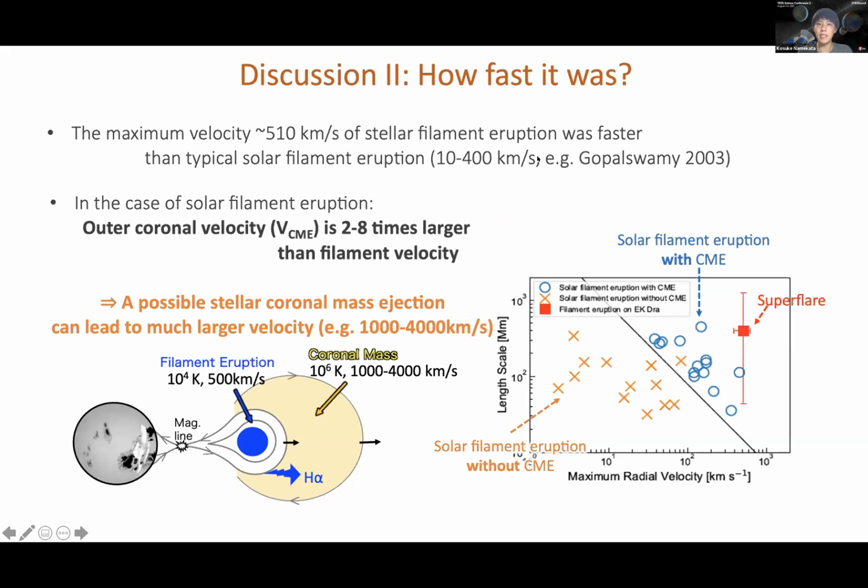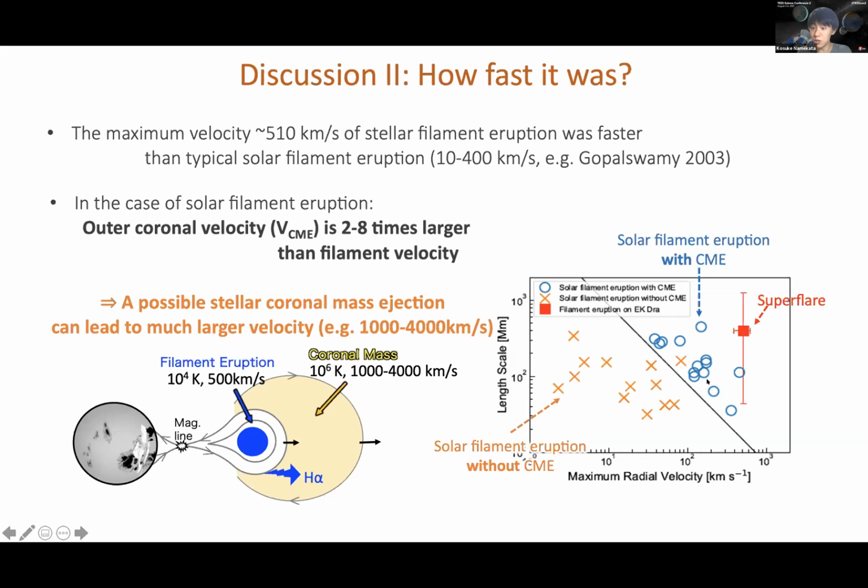Second, let me discuss how fast it was. The maximum velocity we detected for the filament eruption was actually much faster than the typical solar filament eruption, whose typical velocity is 10 to 400 km per second. This right panel shows the comparison of the solar filament eruption and the stellar filament eruption in the plane of the velocity and the length scale.